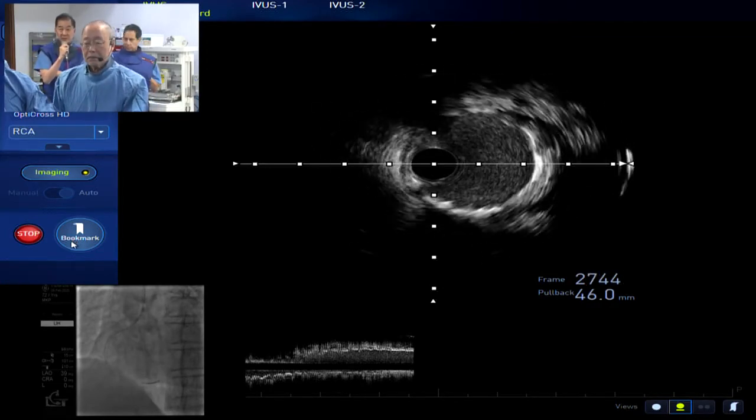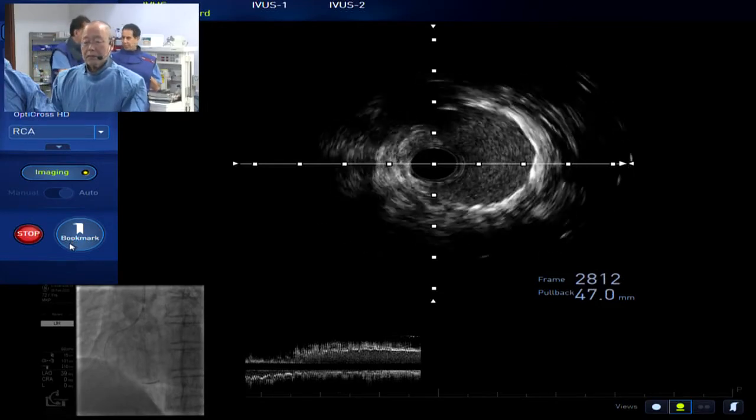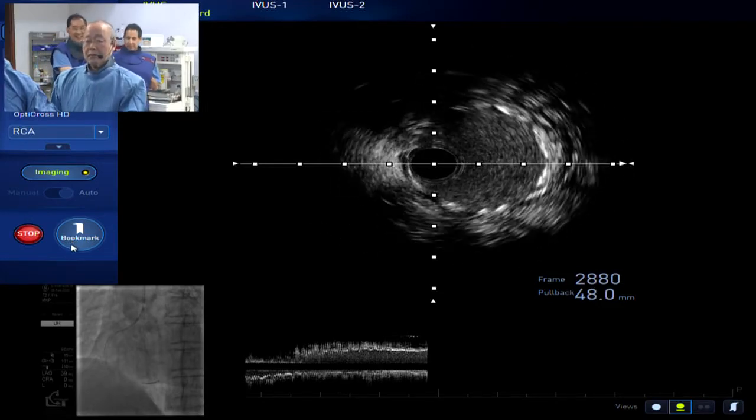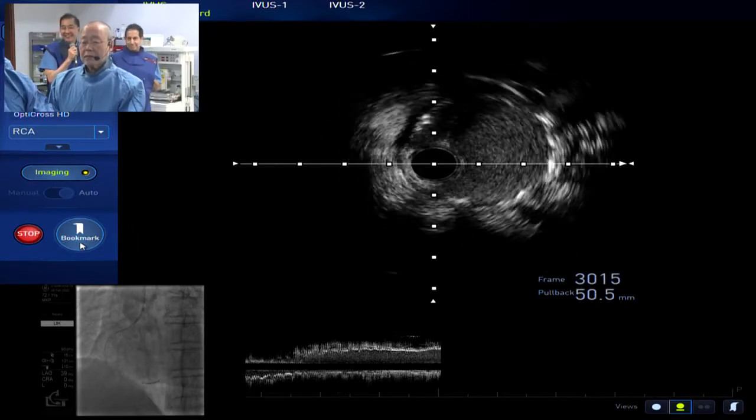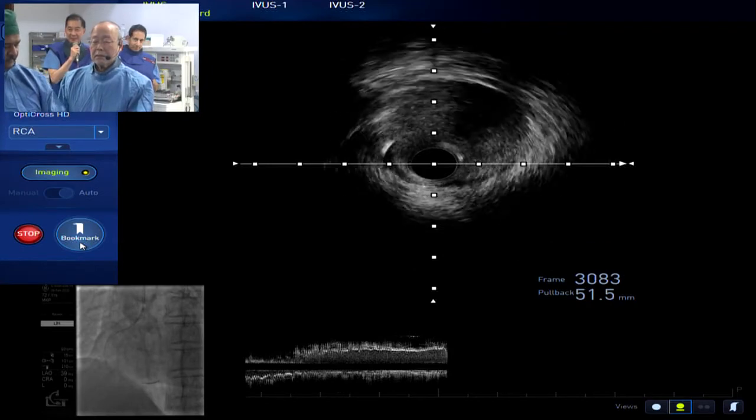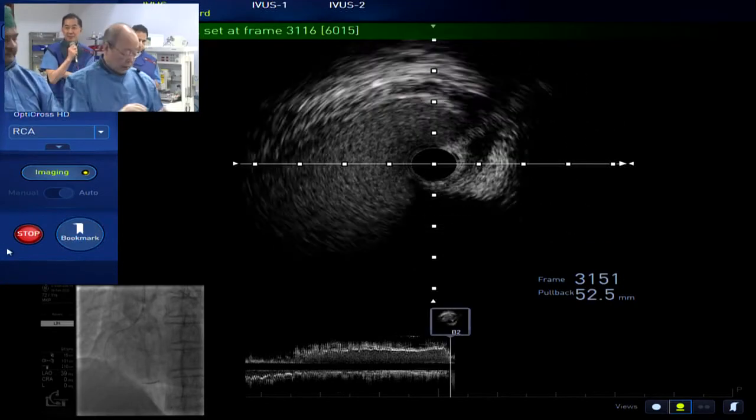You can see the IVUS, right? Looks like the stents are apposed, very good. Can the fusion, Malcolm, do you? I don't think so. Looks very good. Looks very, very good. This stent is apposed well, perfect. Okay.